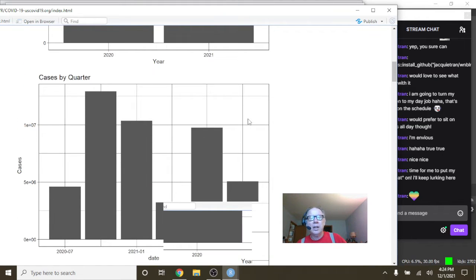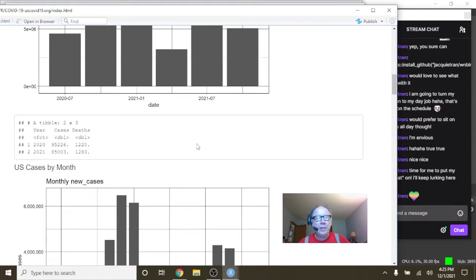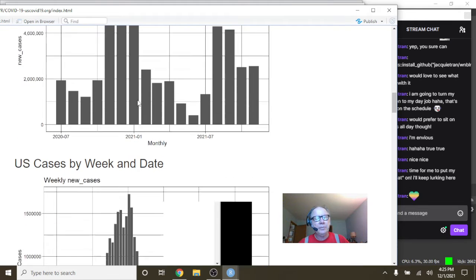This is the cases by quarter, and you can see that the third quarter 2021 is the quarter with the third most cases so far. And you come down and look at monthly cases. Again, you can see we had this declining pattern, fairly low numbers down through the spring and summer. Then in August, September, we had a big spike before the cases dropped back down again.